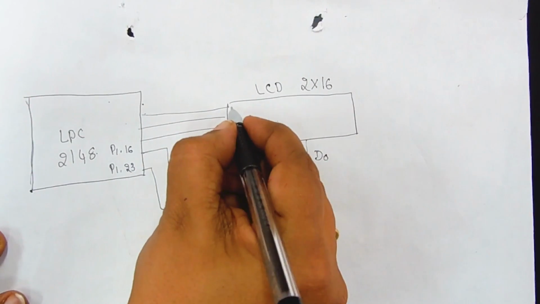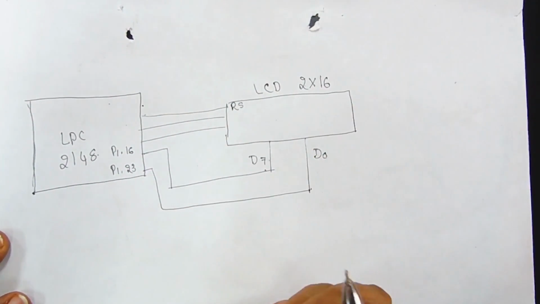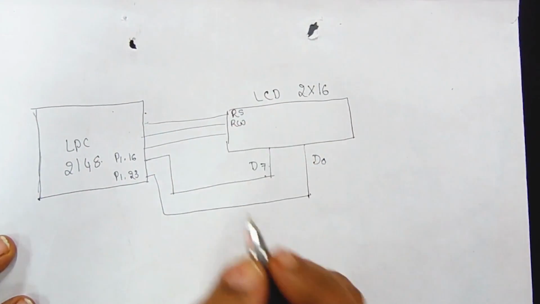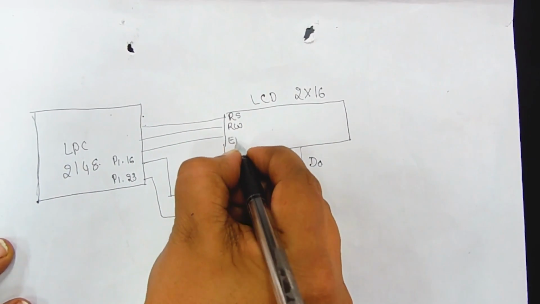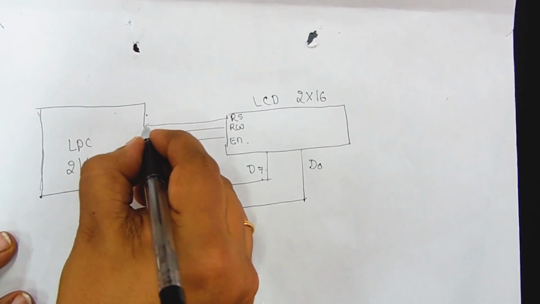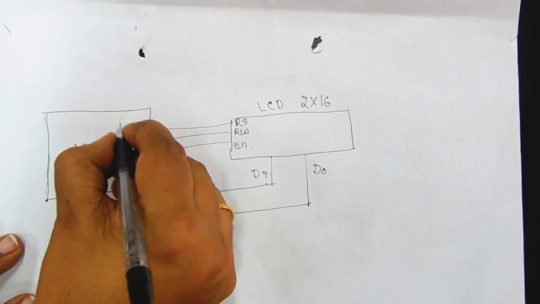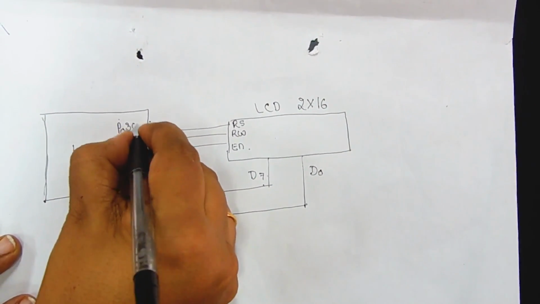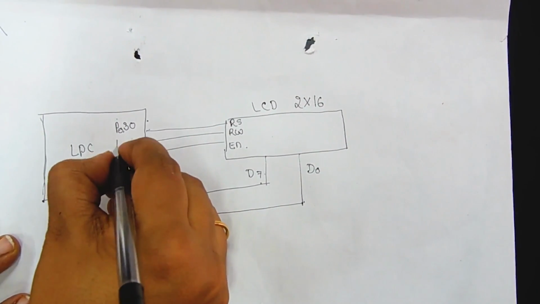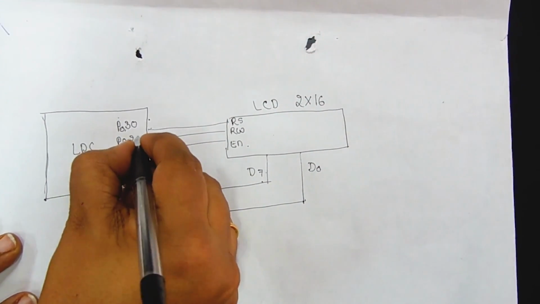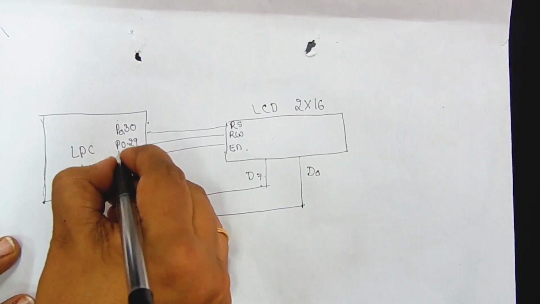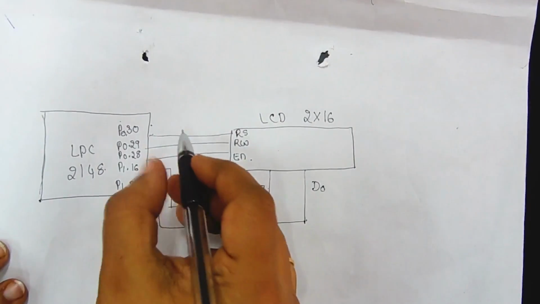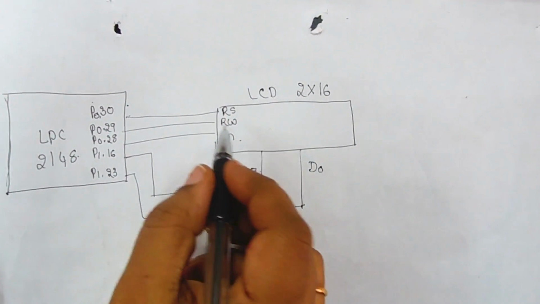The first one is RS, that is called register select. Second one is the read write signal. The third one is the enable signal. Now RS is connected to port 0, pin number 30. Read write is connected to port 0, pin number 29. Enable is connected to port 0, pin number 28. So these 3 control signals are important.